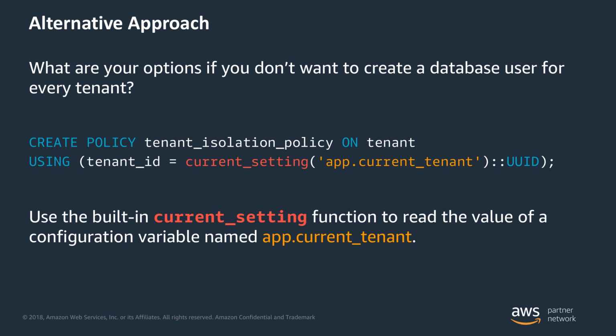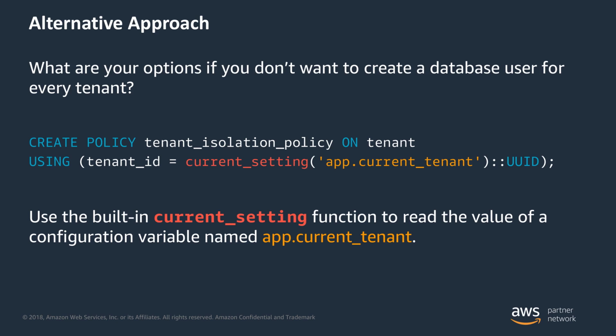So one of the biggest downsides here is this concept of using current user as the thing that you're testing against. So what are your options if you don't want to create a database user for every tenant? Well, another way to approach this is to use what Postgres calls a session variable. Here you can access the value of a variable using the current setting function. And here we've created a configuration variable named app.currentTenant.